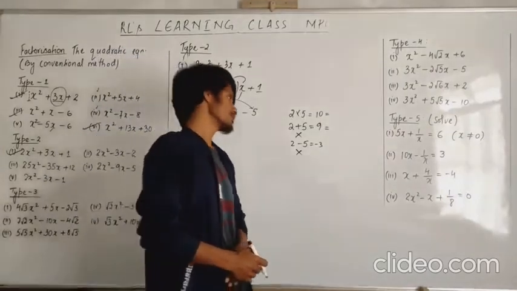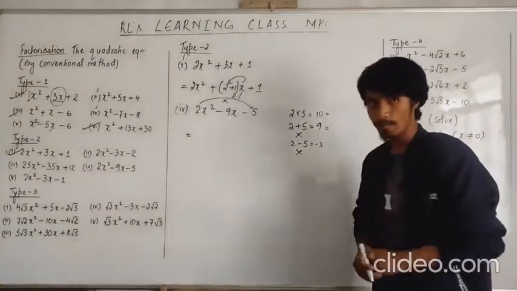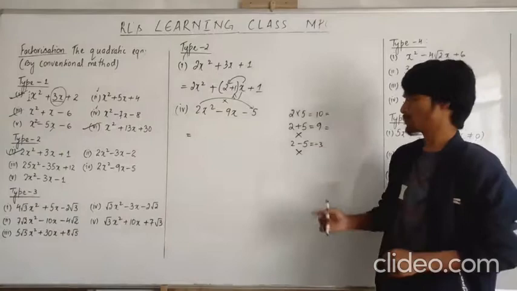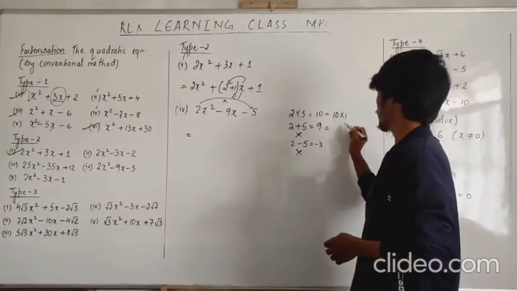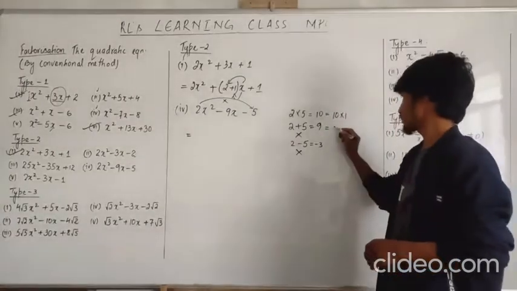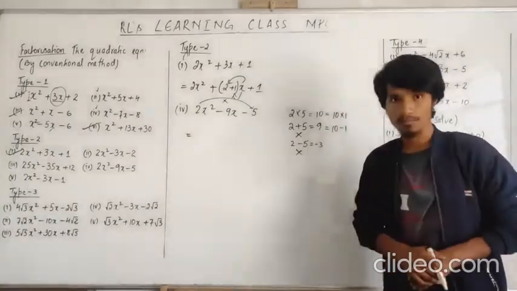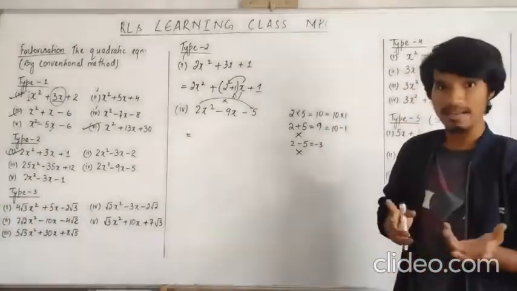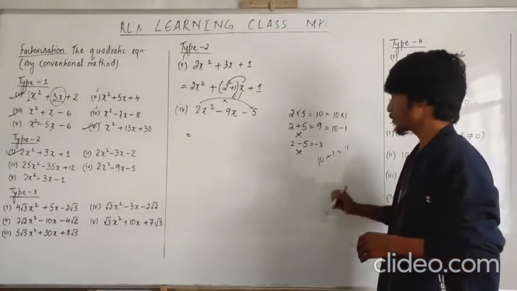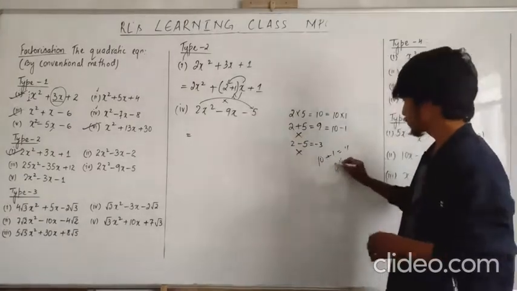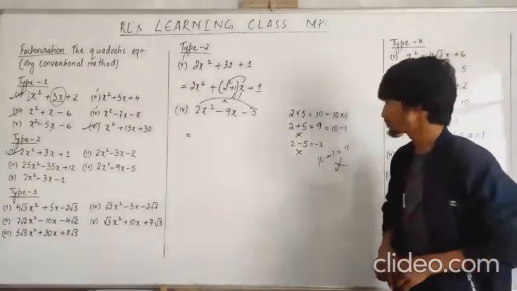When these numbers are multiplied, we have to get 10, and when we plus or minus, we have to get 9. Then I can write 10 into 1 is equal to 10, or I can write 10 minus 1 is equal to 9. If I take 10 plus 1 it will be 11, but here we need only 9. So we use 10 minus 1.